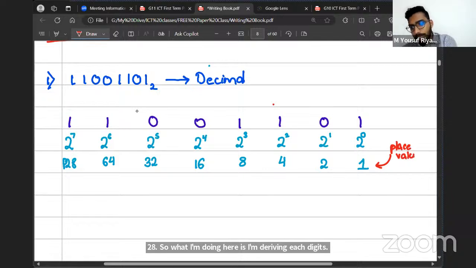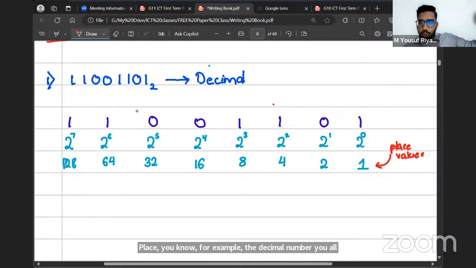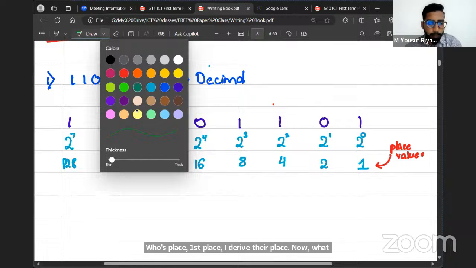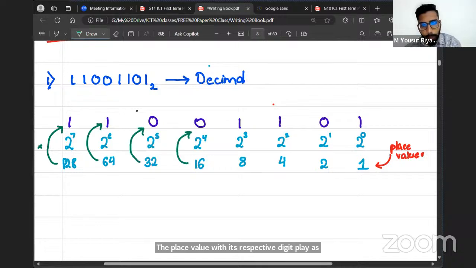Now, for a decimal number, you have all heard this: ones place, tens place, hundreds place, thousands place. Likewise, in a binary number, the place values go as ones place, twos place, fours place, eights place. I derived their place values. Now I'm going to multiply each digit with its respective place value.